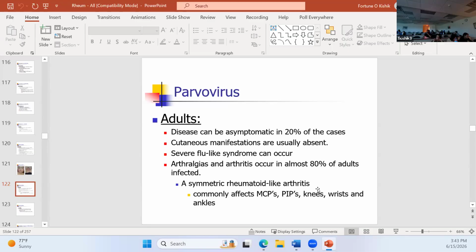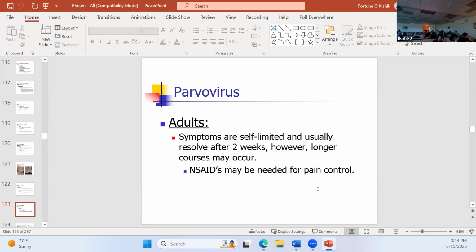You're thinking of somebody who has flu-like syndrome, but all of a sudden has real arthritic pain. Because in adults, 80% of them will have severe joint pain and flu-like syndrome. And you're going to say, oh, I remember severe flu-like syndrome and joint pains. It could be parvovirus. Okay? And we kind of move along.